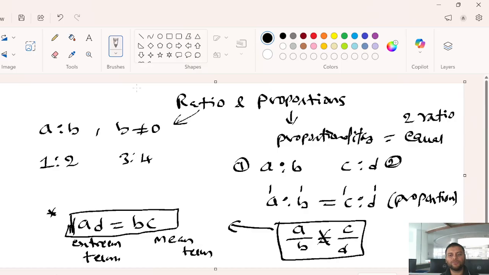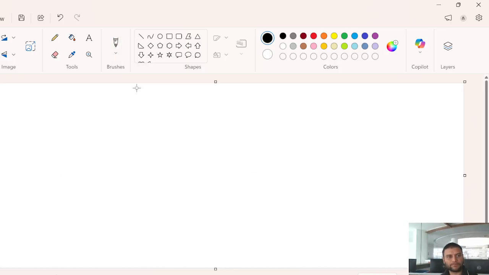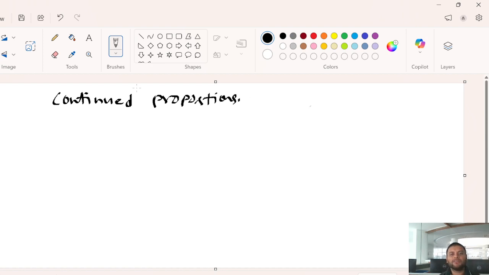Now I'll go with one more concept, that is continued proportion. Let me clear the page. Okay, friends, now we have one more concept, continued proportion. Just now we learned that proportion means equality of two ratios. Here also, proportion means equality of two ratios, but the ratios are like this.